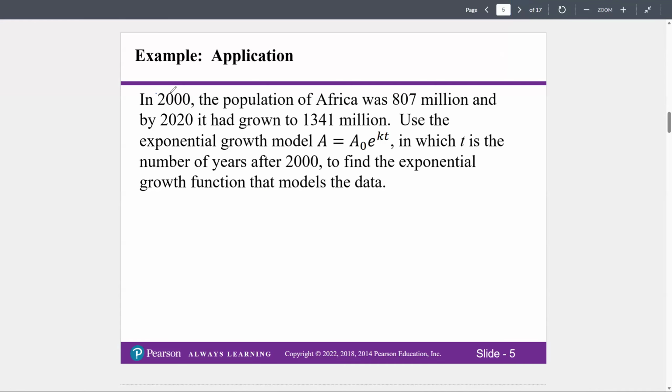In the year 2000, the population of Africa was 807 million, and in 2020, it has grown to 1,341 million, or 1,341,000,000. We want to use the exponential growth model A equals A sub 0 e to the kt, in which t is the number of years after 2000. When we make a growth model, we want to know what k is and what A sub 0 is, because we want to make a model where I put in a time t and get a population A. So we want to find the exponential growth function that models this data.